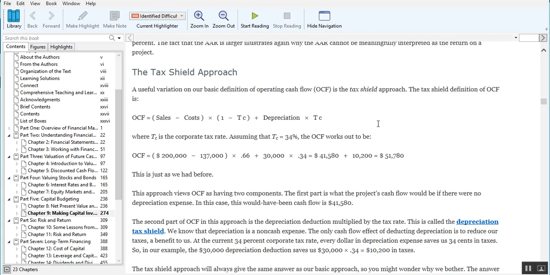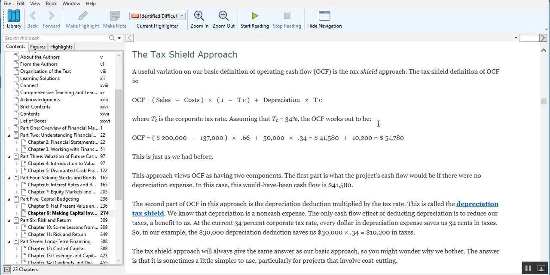When we look at a tax shield approach, what we're actually doing is calculating the operating cash flow and adding back in the benefits we recognize when we deduct depreciation. So we take the operating cash flow and multiply it by 1 minus the corporate tax rate to get the amount of cash we have after paying taxes. To show or add back the benefit from depreciation, we take the $30,000 times the tax rate and add that back to what we had here.